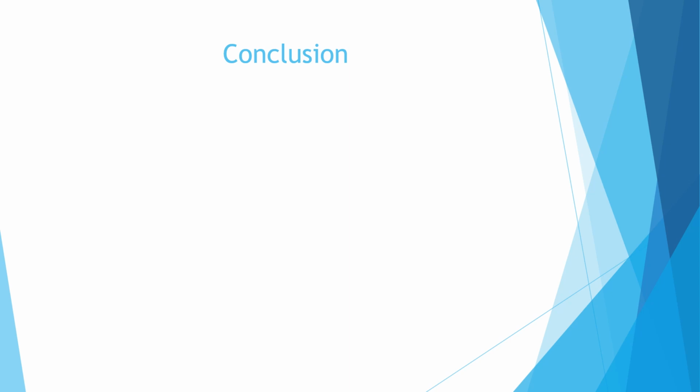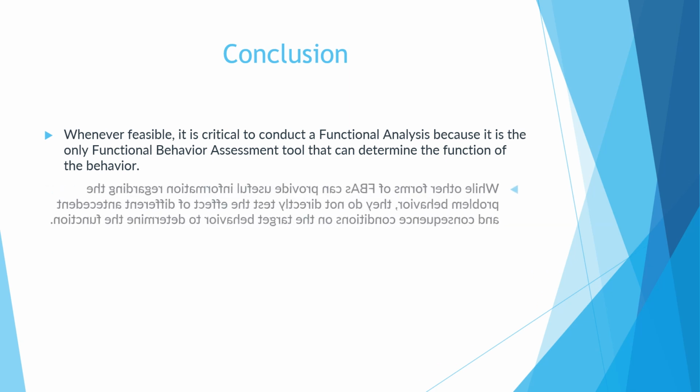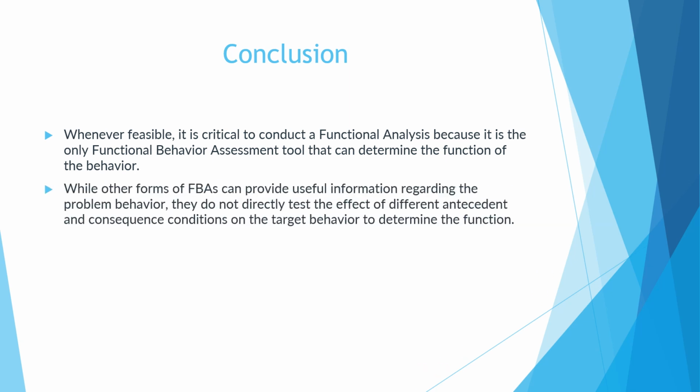In conclusion, whenever feasible, it is critical to conduct a functional analysis because it is the only functional behavior assessment that can determine the function of the behavior. While other forms of FBAs provide useful information regarding the problem behavior, they do not directly test the effect of different antecedent and consequence conditions on the target behavior in order to determine the function.